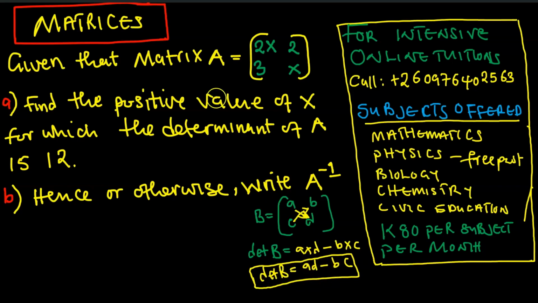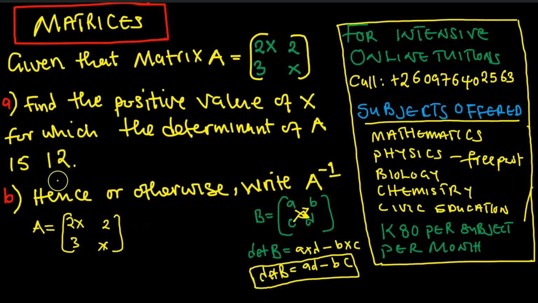Now, having known the formula that we use to calculate the determinant of a 2 by 2 matrix, we can apply it to the matrix that we are given, matrix A. Matrix A that we are given is 2x, then here 2, here 3, here x. This is the matrix that we are given. We want to find the value of x. The determinant is already given.